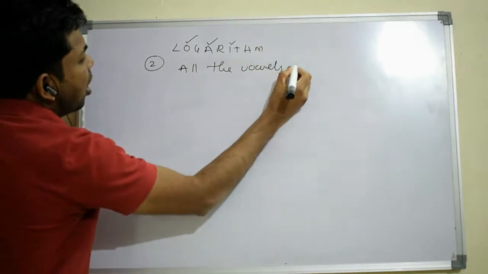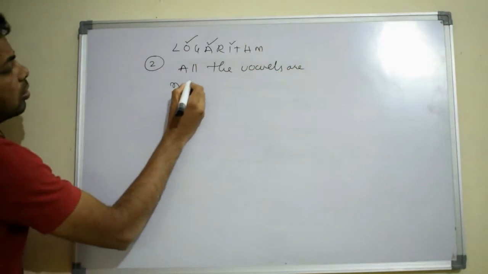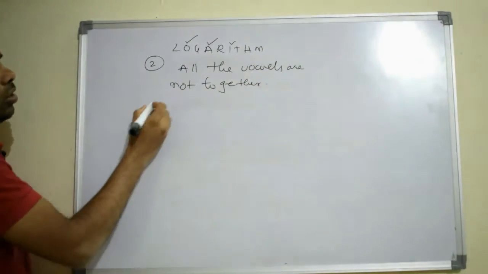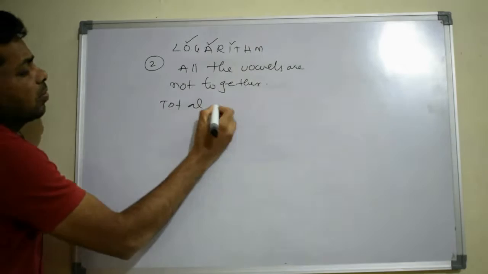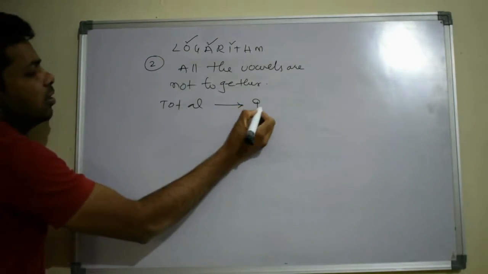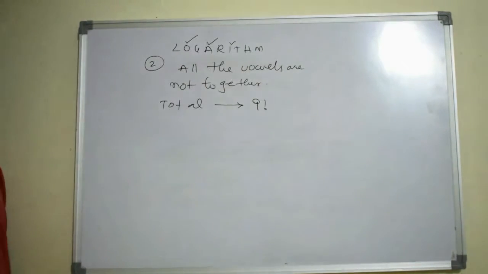All the vowels are not together. So actually, how many total number of arrangements are there without any condition? Because there are 9 letters, therefore it will be 9 factorial.